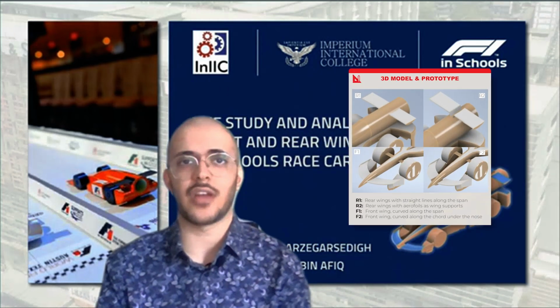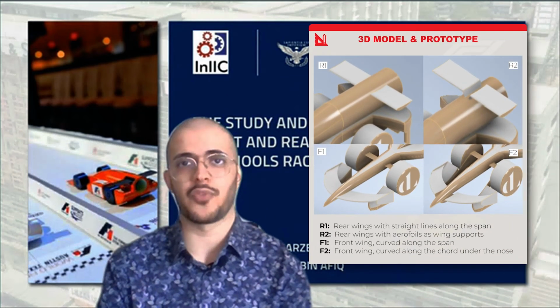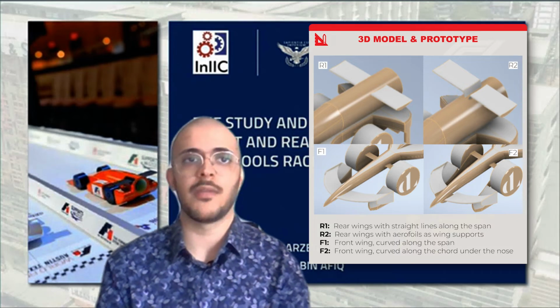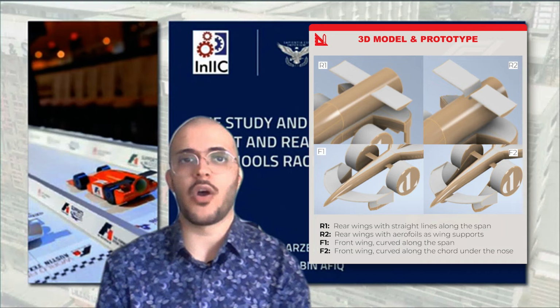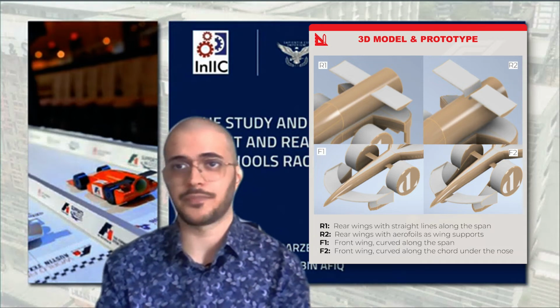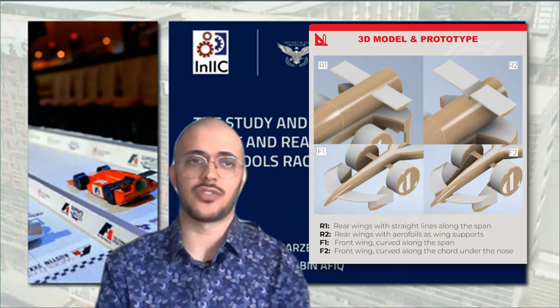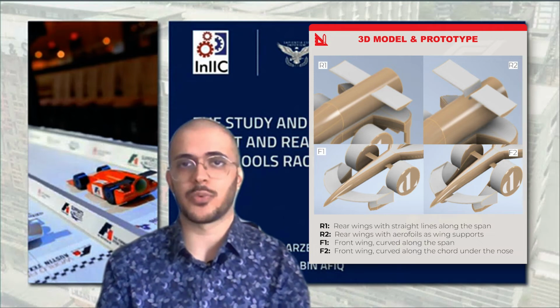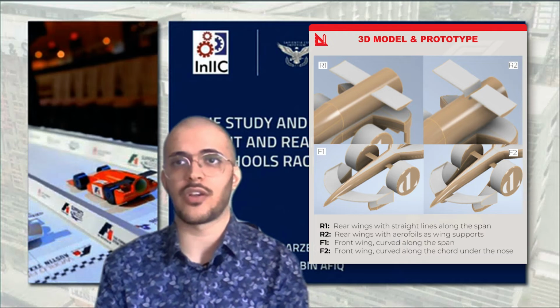So what I have done is that I have designed a basic rear wing first, which is R1, and did simulation analysis on it, and then my own innovative design using airfoils as the rear wing supports, which is R2. There is a gap between these two wing supports, and that is to channel airflow in the gap.